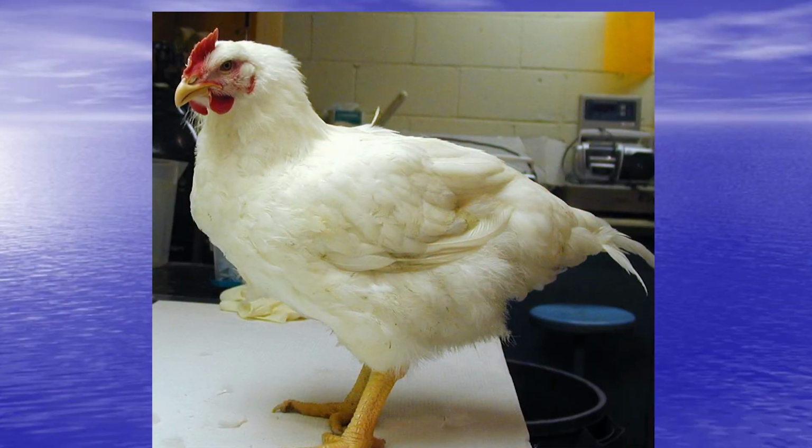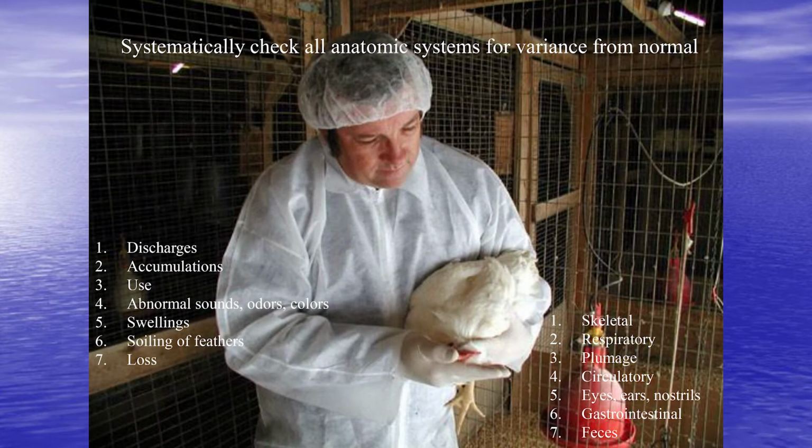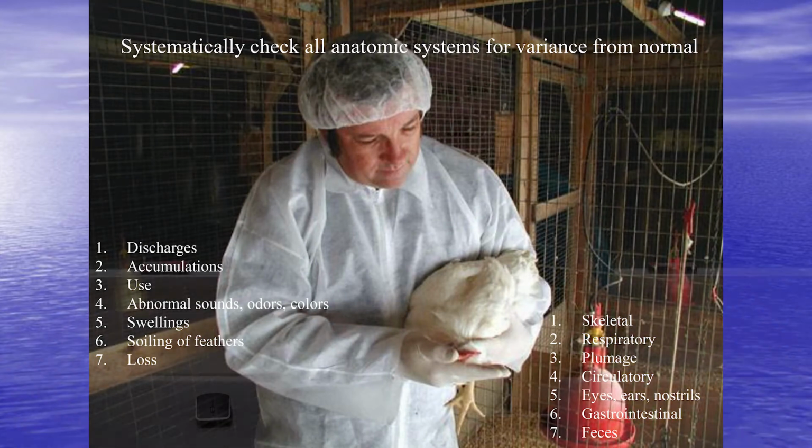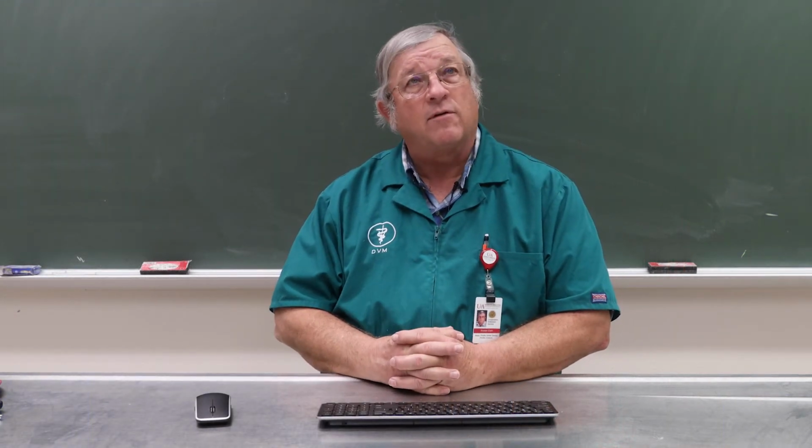Here we have a normal bird that you can look at. This bird looks really good. You know, standing on two legs, wings tucked against the body nice and tight, no discharges or anything, bird looks good. When I've caught that bird and I look at it, I am going to systematically check all of the anatomical systems, and I'm looking for variants from normal.